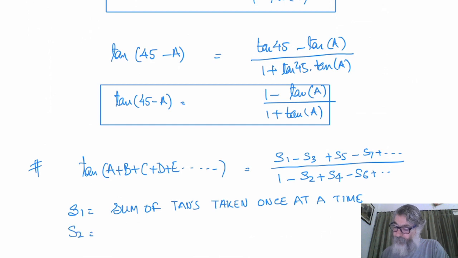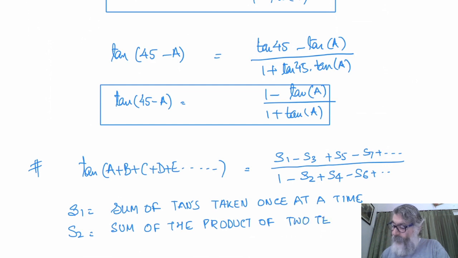S2 is the sum of the product of two tans, tans taken two at a time. I'll explain further what two at a time means.